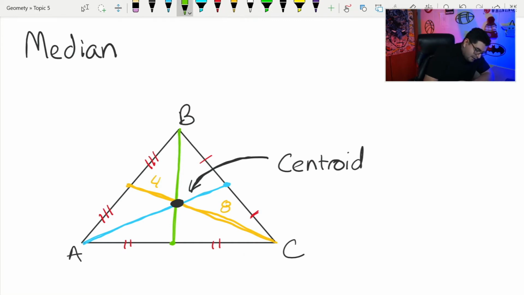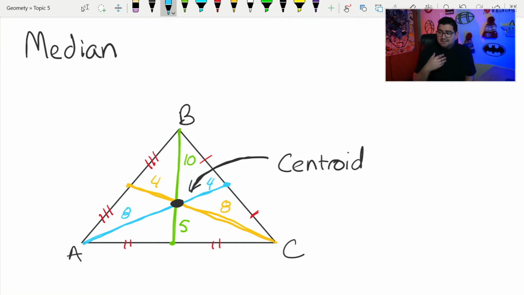Okay? If they give me the long piece and they say this piece is actually 10, then I know that this small piece is half that size, which would be 5. And again, let's say they told me that this piece right here is also 4, then that tells me that this longer piece has to be 8 as well. And this is how we use the centroid to help us solve for certain problems, okay?